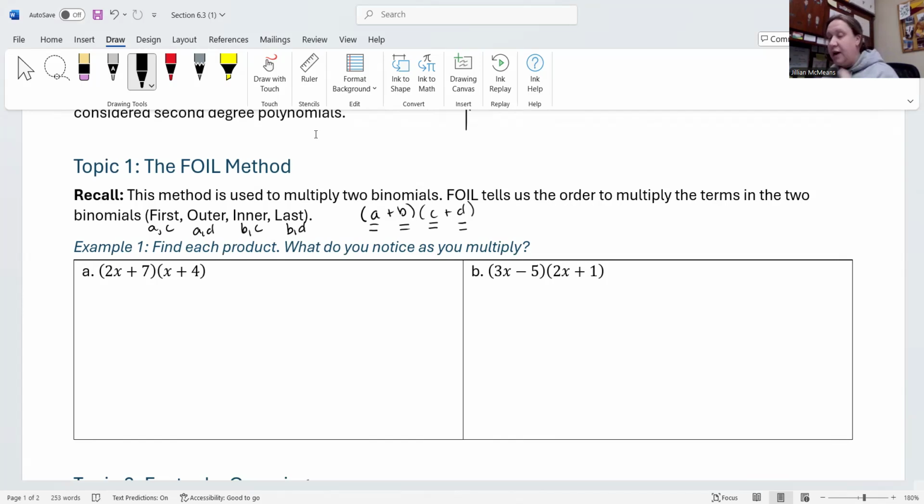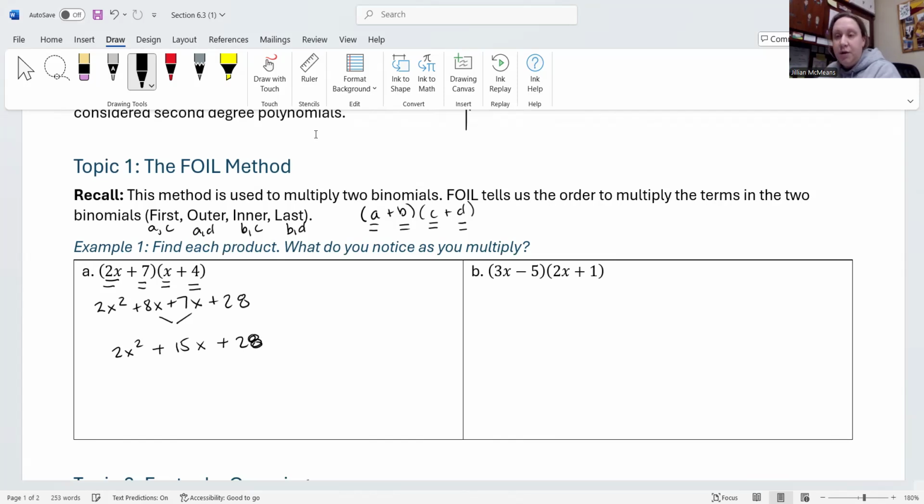So let's look at example 1. It says find each product, and then there's an extra piece that says, what do you notice when you multiply? Let's multiply and see what we can figure out. For part A, we take 2x times x, which becomes 2x squared. We then take 2x times 4. 2 times 4 is 8, and we keep the x, so we get 8x. We're done distributing 2x. Now we get the 7. 7 times x is 7x, and 7 times 4 is 28. Then we combine the 8x and the 7x. So I get 2x squared plus 15x plus 28.